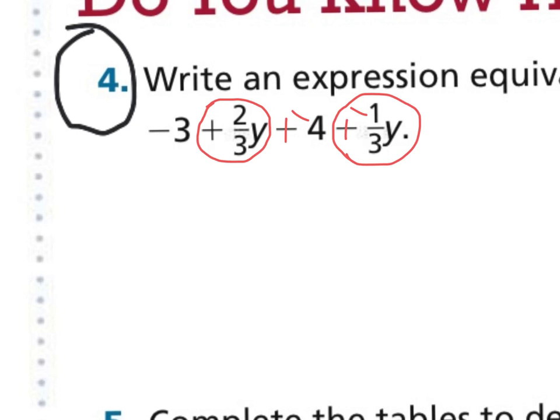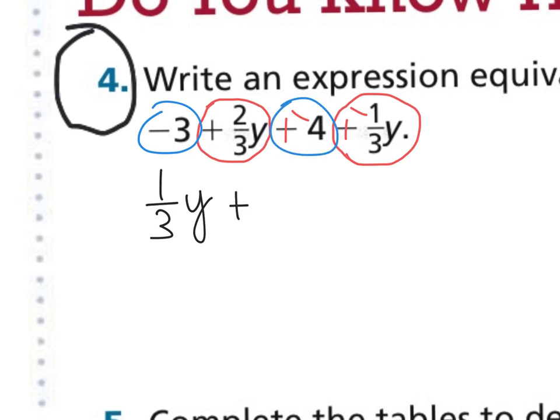Basically, it's 2/3 minus 1/3 would be 1/3. We had more positives than negatives, so our answer is going to be positive here. So that'd be 1/3 y. And then negative 3 plus negative 4, those guys are working together. Negative 3 plus negative 4 would be negative 7. So 1/3 y plus negative 7, that's the same as 1/3 y minus 7, if you want to write it that way.